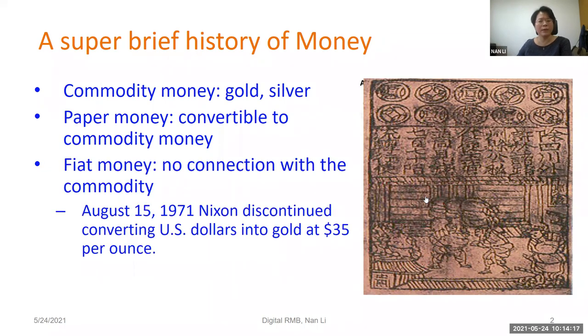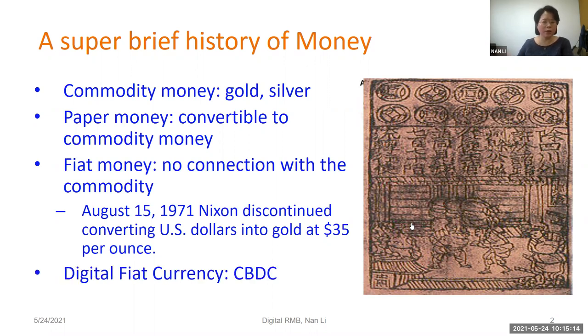And then later on, starting from 1971, the president of the US, Nixon, declared that the US would discontinue converting US dollars into gold at the fixed price of $35 per ounce. This was the end of the so-called Bretton Woods system. From that time on, paper money and coins have no connection with any commodity, and they become fiat money. So what guarantees the value of fiat money? It is actually the sovereign credit, the credit of the country issuing the money. So the value of the US dollar is guaranteed by the government of the US, while the RMB's value is guaranteed by the country behind the RMB, which is China.